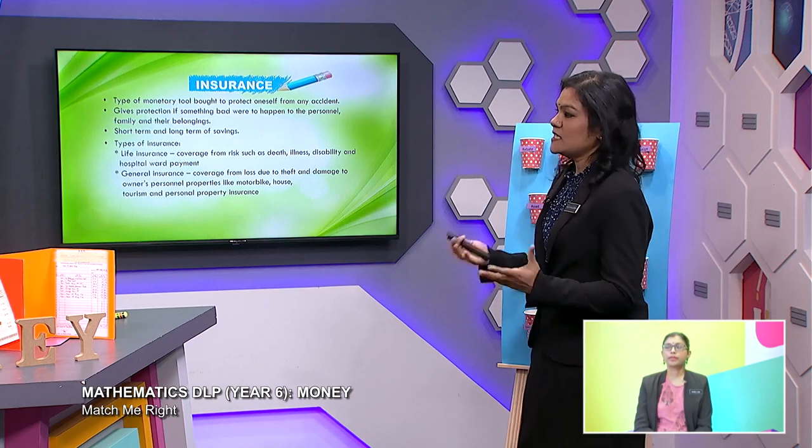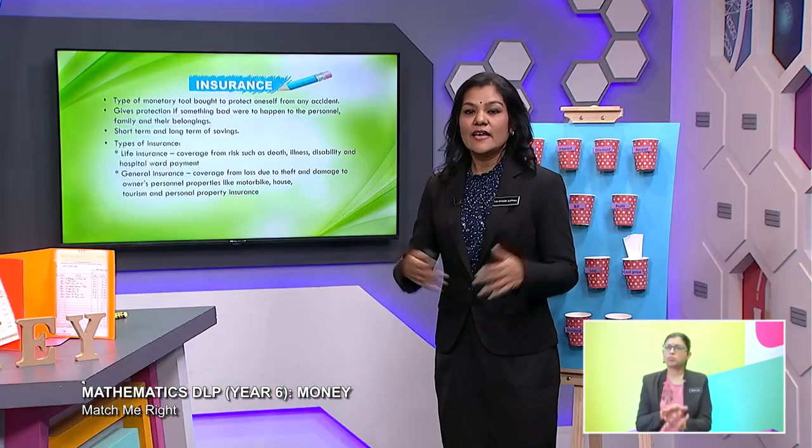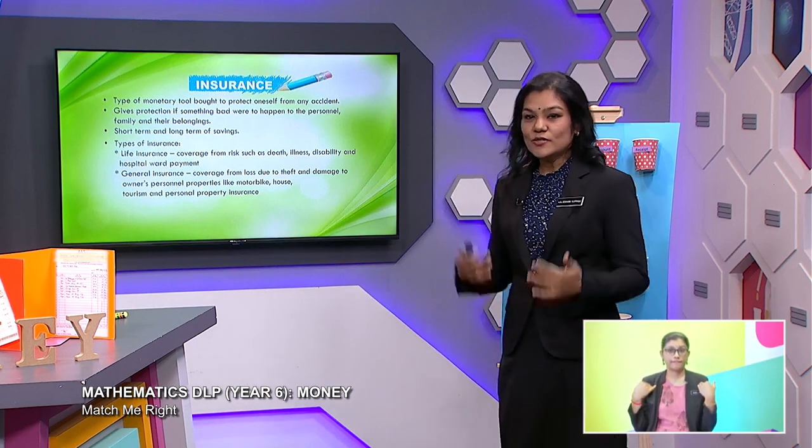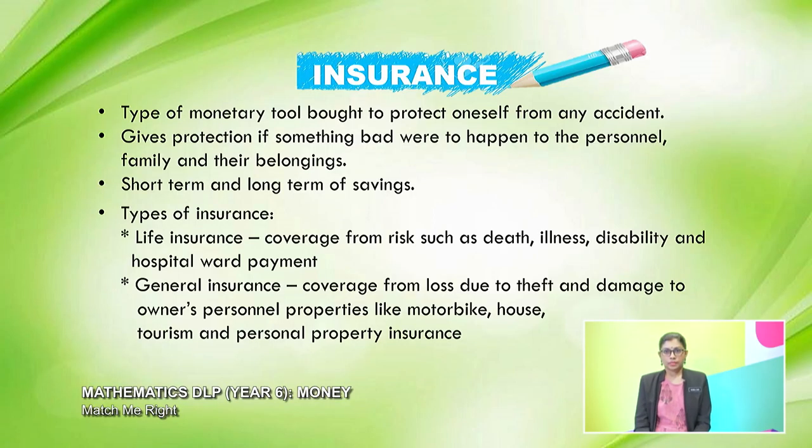Okay, now we also have insurance. What is insurance? I think this is something to protect ourselves or our family. Do you have an insurance policy? Yes, I do. People normally have insurance policies, and nowadays in the pandemic we should have one, right? Do you agree with me? Yes, teacher. For further explanation, insurance is a type of monetary tool bought to protect oneself from any accident, and also gives protection if something bad were to happen to the person, like incidents, accidents, sickness. Not only for the personal, but also for the family and their belongings, that means their goods. Later we see what they are.